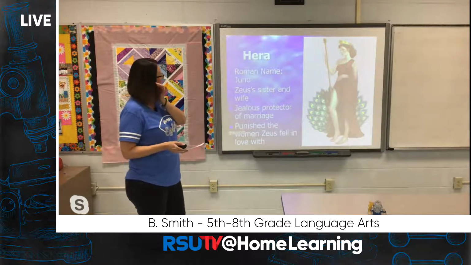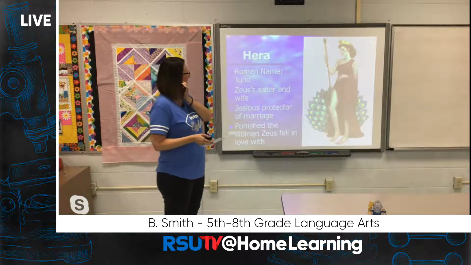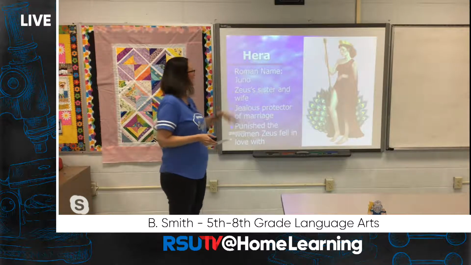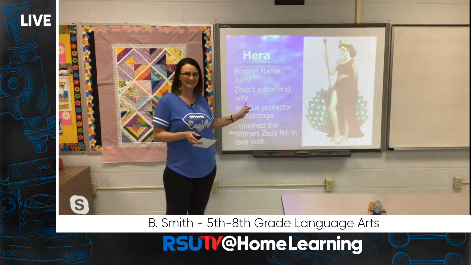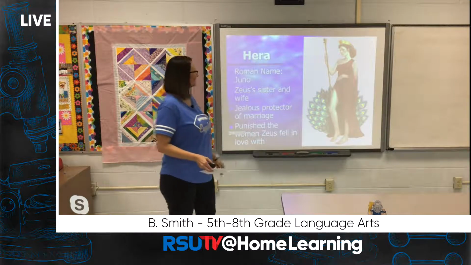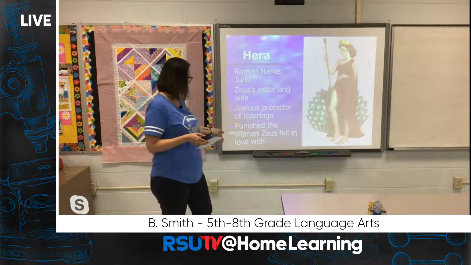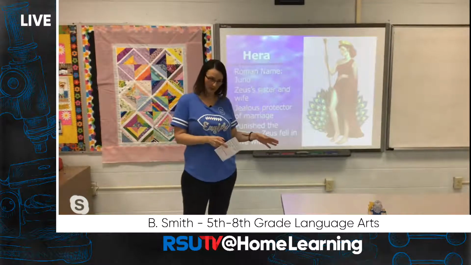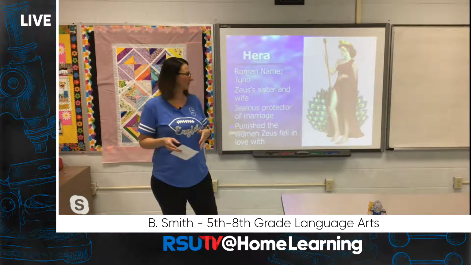Okay, so he married Hera. Are y'all keeping up? Okay. This is like a family reunion from Crazy Town. So he married Hera. Her Roman name is Juno. She is his sister and his wife. I don't know, guys. I think the Olympians, the mythological gods, they kind of defy genetic law. But she is the jealous protector of marriage, and she punished the women Zeus fell in love with. She didn't punish Zeus. I don't know. I think I'd be a little afraid of him. But she punished the women that he fell in love with.